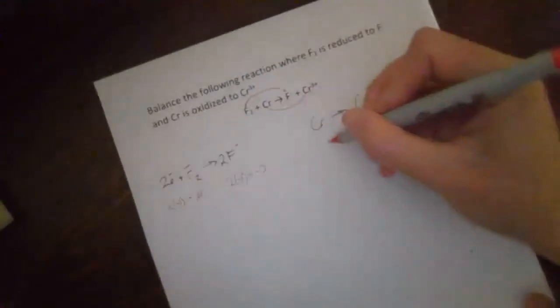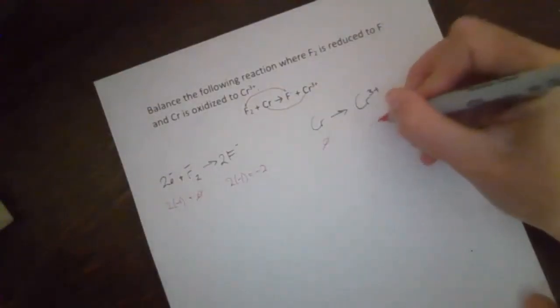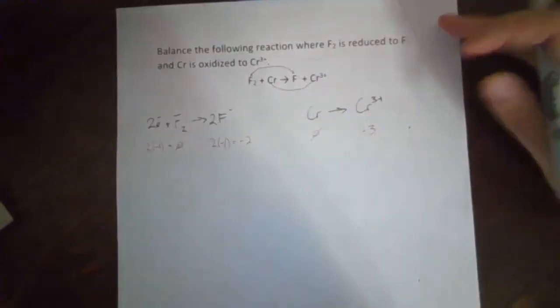Over here, chromium becomes Cr3+. This side would be 0. This side would be +3.